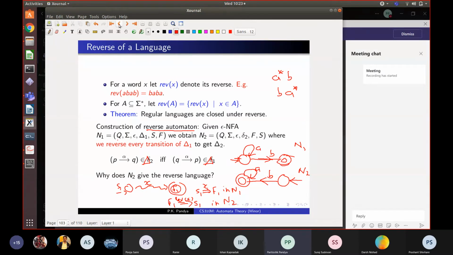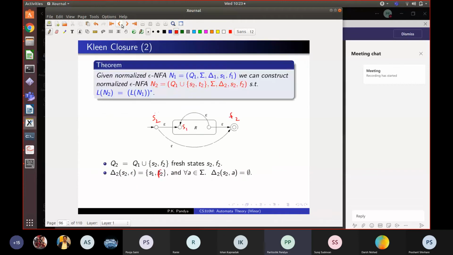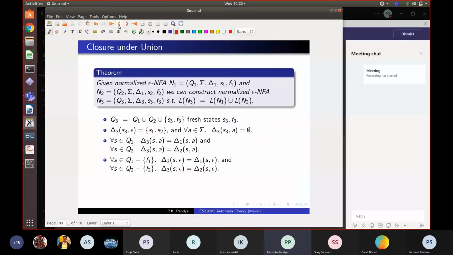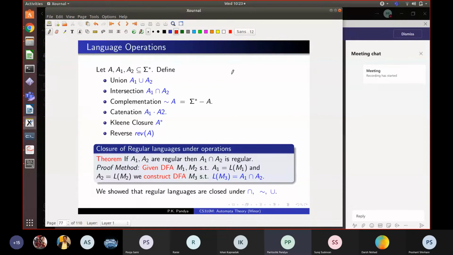So I think with that we finish what are called closure operations. Let me go back to my initial slide. We have this very powerful set of operations, right? All these operations were there in the languages: union, intersection, complement, catenation, Kleene closure, reversal. And for each case, if the component languages were regular, that is, they were given by some form of NFA or DFA or epsilon NFA, we could construct an NFA or a DFA which will recognize this combined language.